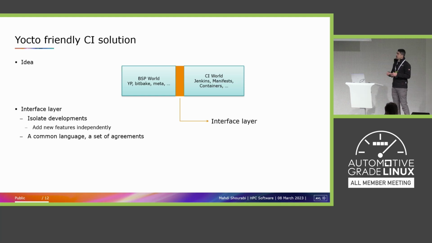The idea is how we can manage to isolate these two developments from each other. That means we have a BSP world that deals only with the Yocto project, with Bitbake, with meta layers, and so on. And we have a CI world that deals with Jenkins, manifests, containers, and so on. This interface layer should isolate the developments so that they can add features independently, and it should be a common language for all the developers, all the professionals, all the specialists in software.